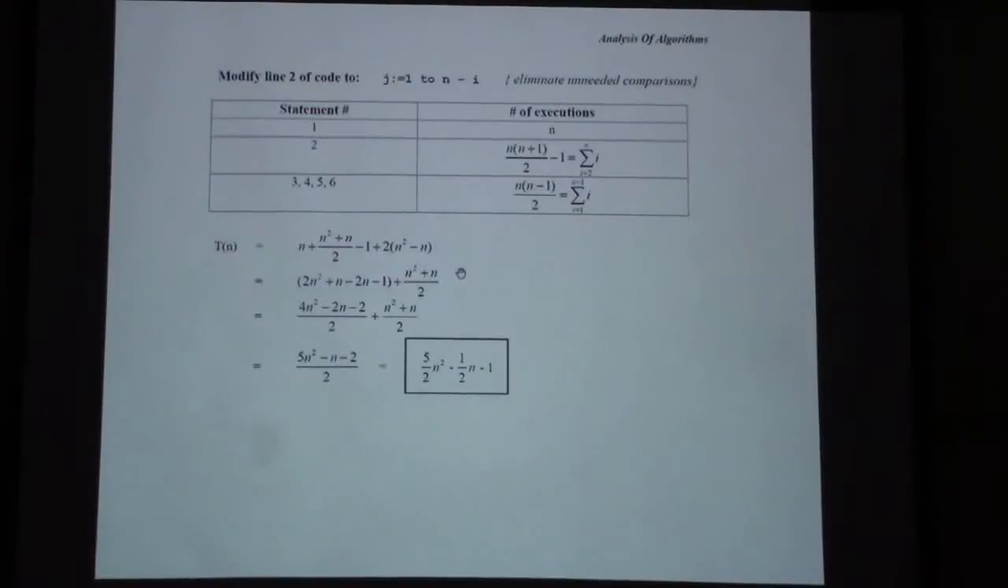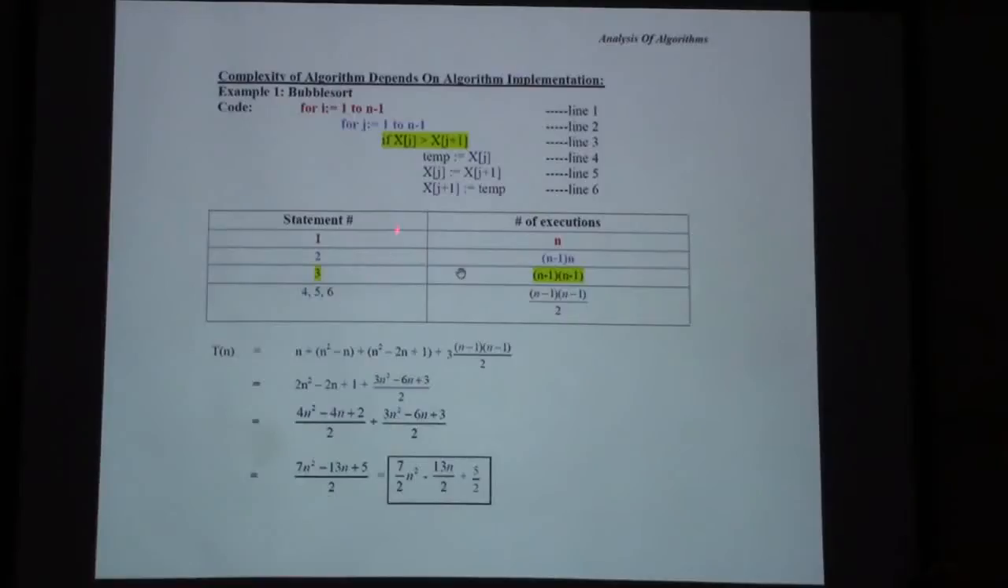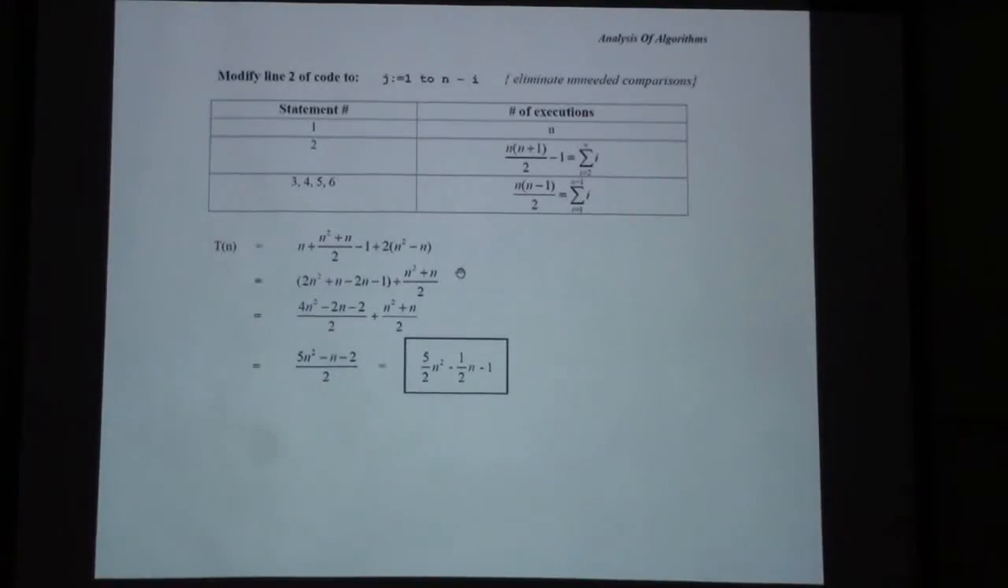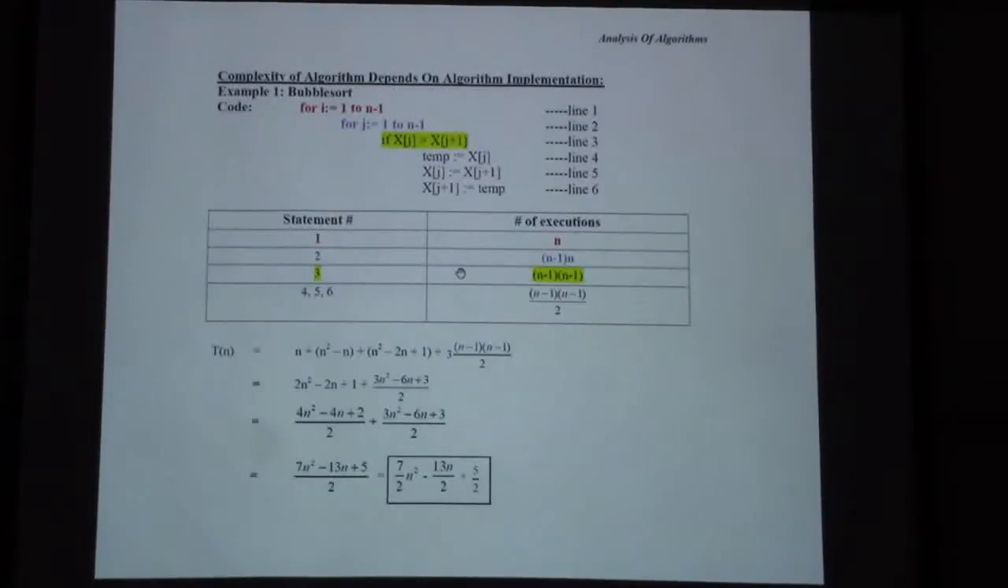Now the question is, what if we were to modify this algorithm slightly? Instead of j going from 1 to n minus 1, as it was here, we're going to have j go from 1 to n minus i. Let's find out what's happening at n minus i. If we do n minus i here, that means when i is equal to 1, it's 1 to n minus 1. But when i goes to 2, it's going to be 1 to n minus 2.